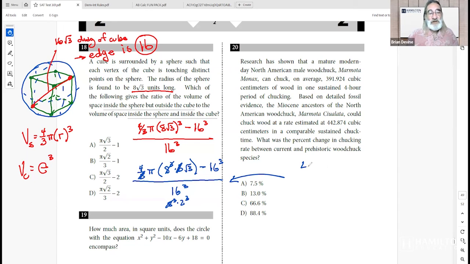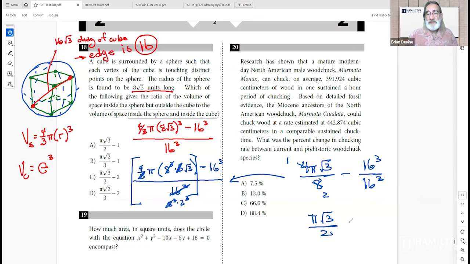And I'm going to end up with 4 pi root 3 over 8 minus 16 cubed over 16 cubed. Because this thing on the bottom, when we look at it with respect to this fraction, is just going to be 8, and then the 16 cubed is still under the 16 cubed. This then will factor 1 and 2, and I'll get pi root 3 over 2 minus 1, which is A.